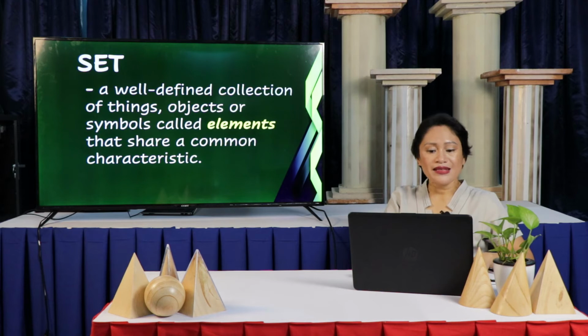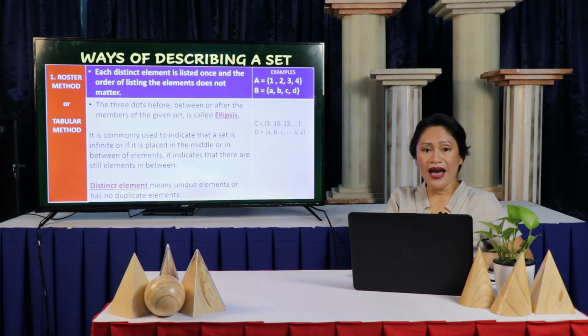Now again, a set is a well-defined collection of things, objects, or symbols called elements that share a common characteristic. How do we describe a set? We have methods to describe a set. Let's start with the first method. It is called the roster method or the tabular method. In the roster method, each distinct element is listed only once, and the order of listing the elements does not matter.